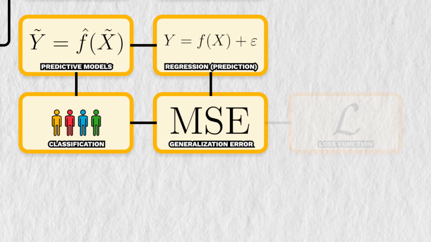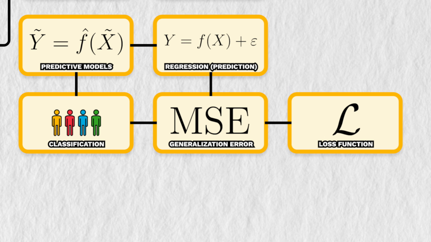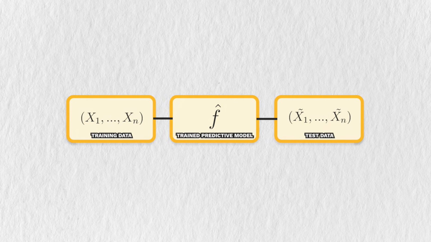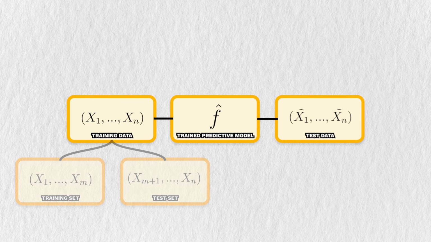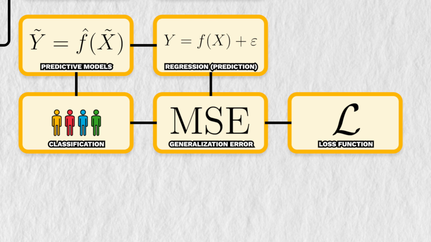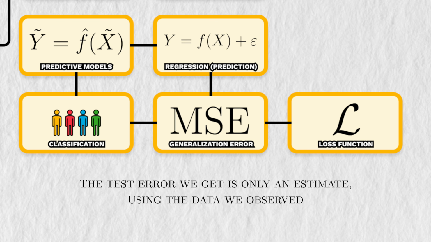This generalization error is based off of some loss function that acts as a measure of how good or bad a model's predictions are. In regression, the mean squared error is an example of a loss function, while in classification, you might use accuracy. To get a sense of how well our model performs on unseen data, we might also split our observed dataset into two sets, one to train the model and another to estimate the generalization error. There are also other methods like cross-validation to help give us a better sense of the variance in the estimated test error. While you can estimate the generalization error from a subset of data, in the end, the test error we get is based on the data we saw.